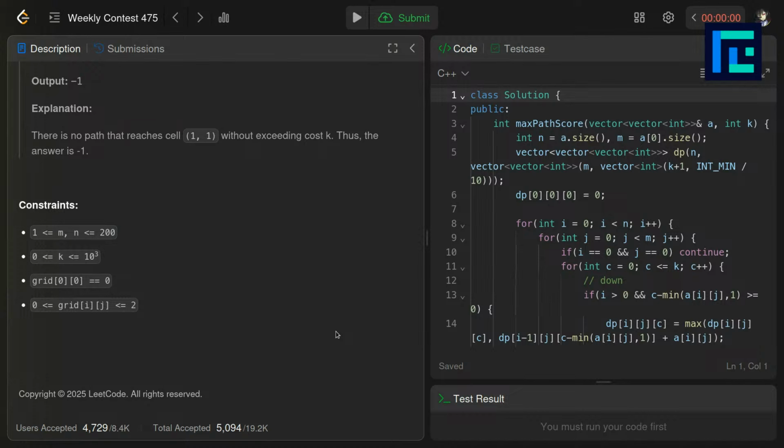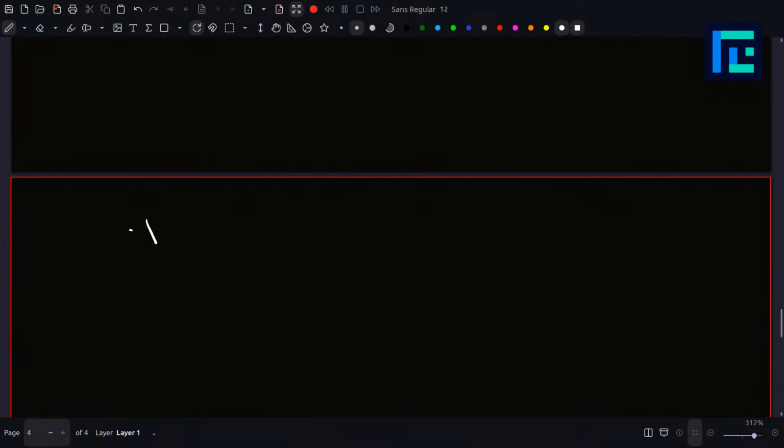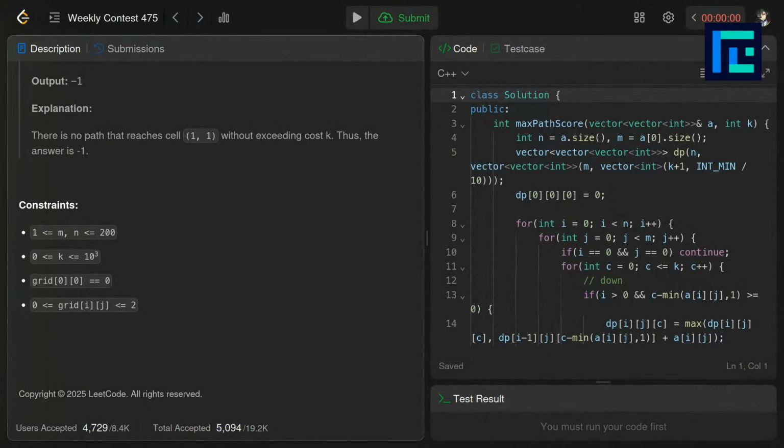Okay, so we say that m times n is less than or equal to 200 and k is less than or equal to 1000, right? And the first element of the grid will always be 0. That makes sense because it just simplifies the problem, and does not need us to give a cost for the first element itself. So the first element will always be 0. Cool.